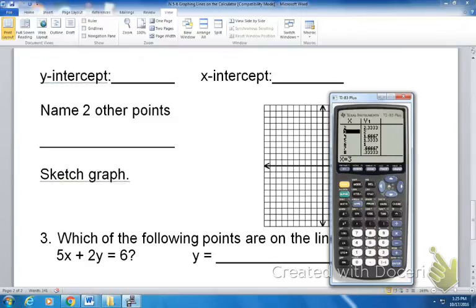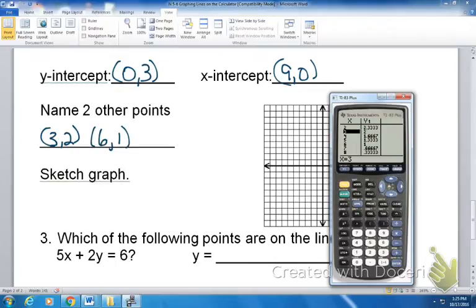So let me write those out. The y-intercept we found out was 0, 3. The x-intercept was 9, 0. 2 other points: I said 3, 2. And I'm going to go ahead and take 6, 1.